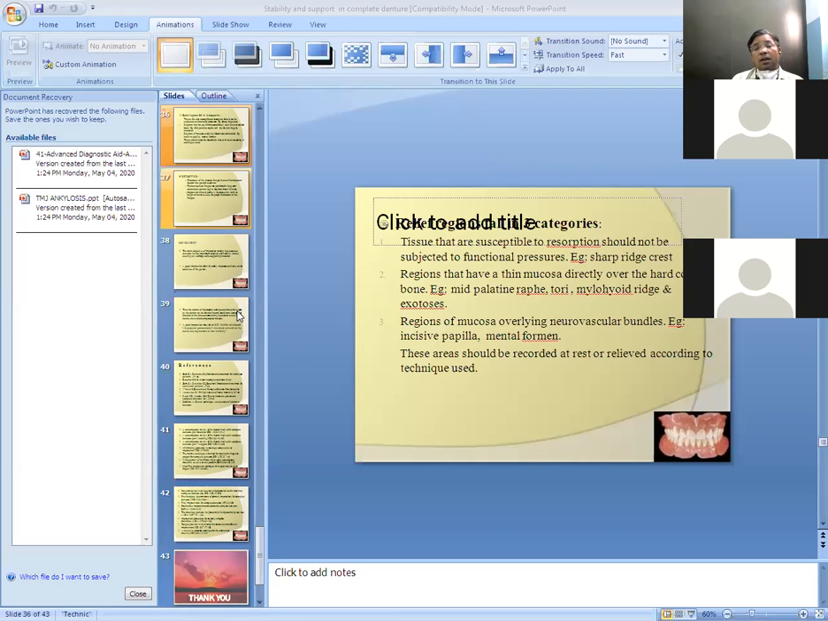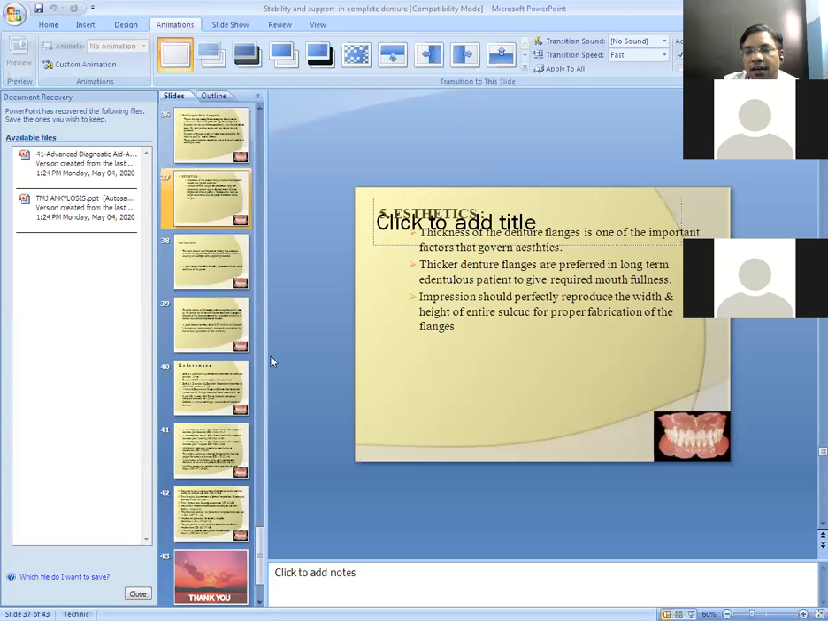Again, the mid-palatal raphe, or mandibular torus. In the mid-palatal raphe, what you place is a thin layer of wax over the mid-palatal suture in the center of the maxillary arch. Because in that mid-palatal suture there is a thin mucosa. If we fabricate the denture without relief, that thin mucosa will get traumatized and ulceration will be seen on the mid-palatal suture. That's why the mid-palatal suture should be provided a relief, a wax spacer. That wax spacer acts as a relief structure, and that relief structure will give proper support and proper stability.